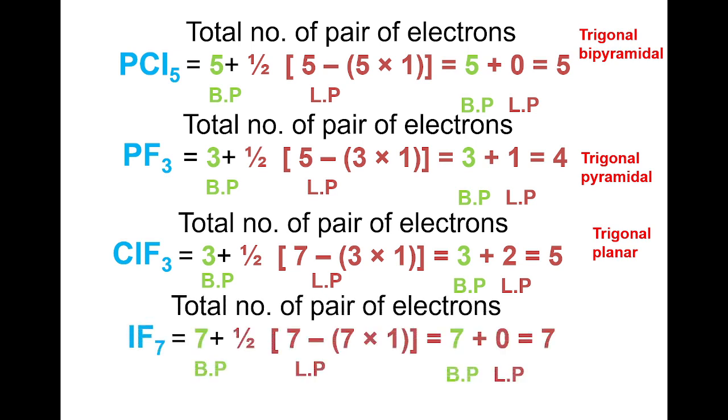If we look at the shape of IF7, 7 is the total number of surrounding atoms, and iodine is the central atom. The outermost electron for a halogen is always 7. So 7 minus 7 into 1, where 1 is the valency of fluorine, so we get 7 plus 0: 7 bond pair, 0 lone pair, and the shape will be pentagonal bipyramidal.